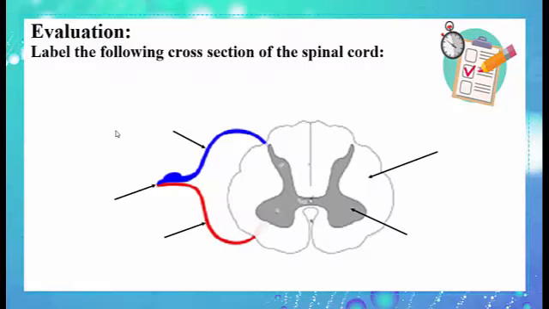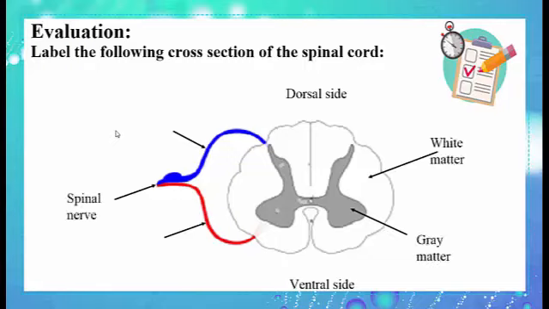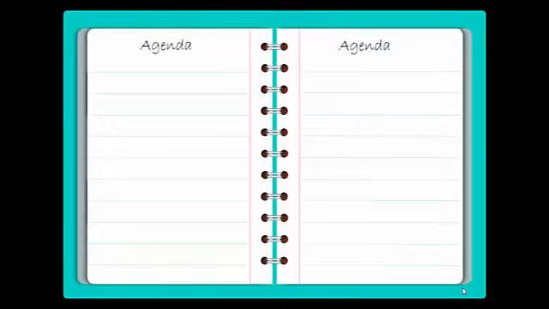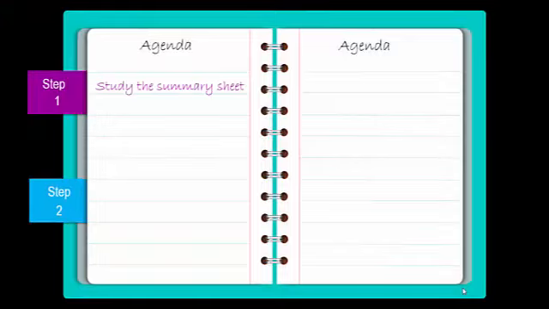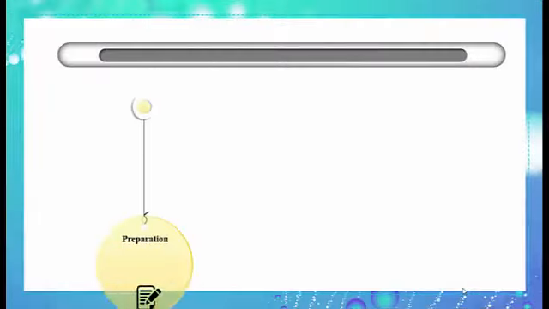Pause the video and start to label the following cross-section of the spinal cord. The dorsal side, the ventral side, the white matter, the gray matter inside, the spinal nerve having two roots. This one is called the dorsal or posterior root, and this one is called the ventral or anterior root. For the next time, you have only to study the summary sheet, and thank you.